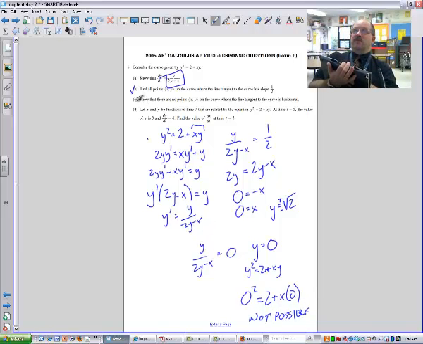So there's that part. We're going to skip part D because that's a little later on. That gets into the related rates, which we'll get to.